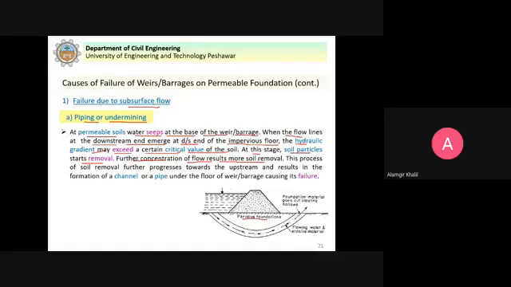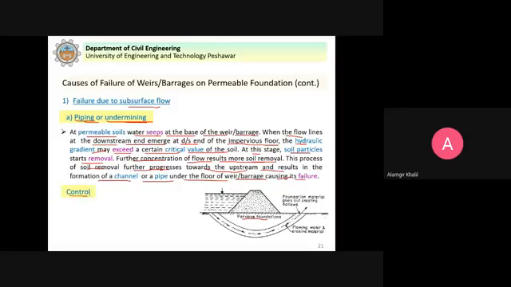As a result of removal of this soil, a channel or pipe is created. That's why this is known as piping. Further concentration of flow results in more soil removal. This process progresses towards the upstream and results in the formation of a channel or pipe under the floor of the weir and barrage, also causing its failure. What will happen when the soil is removed beneath? There will be settlement. Settlement will take place, so the stability of the structure is in danger. This is known as piping or undermining.